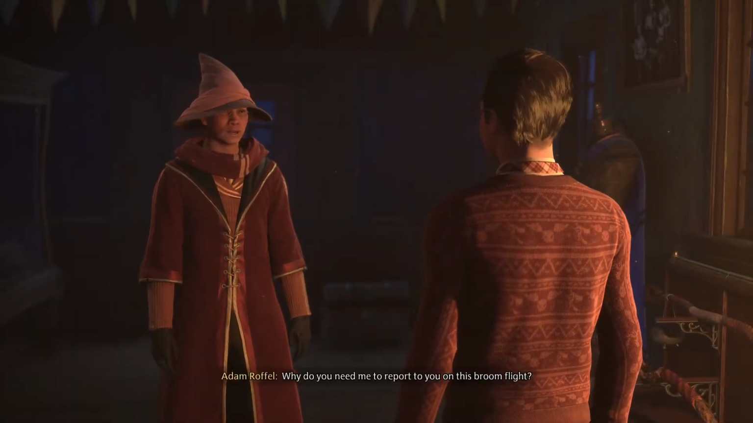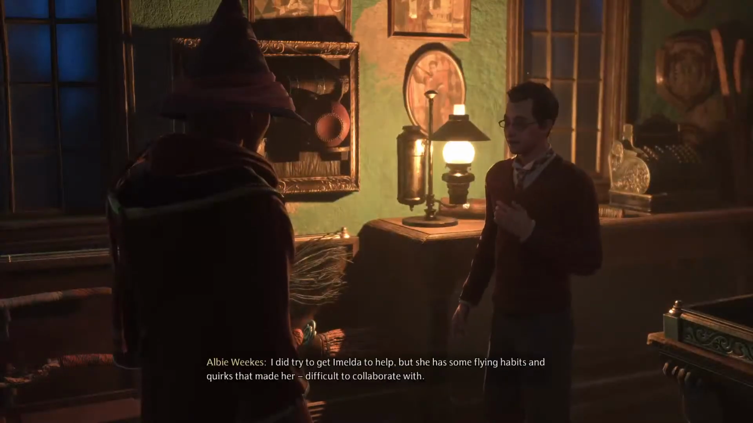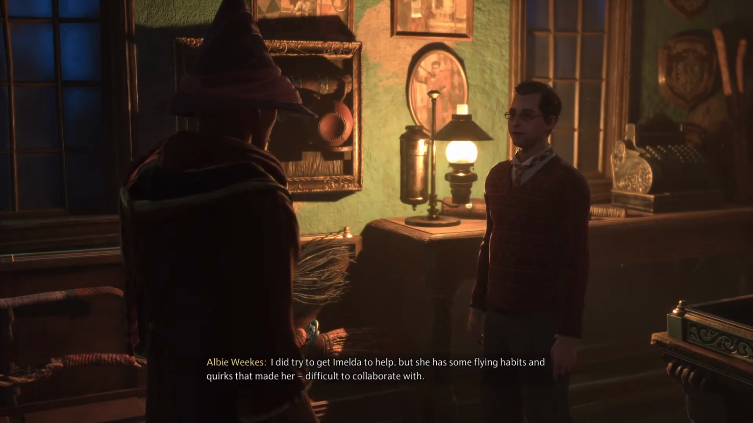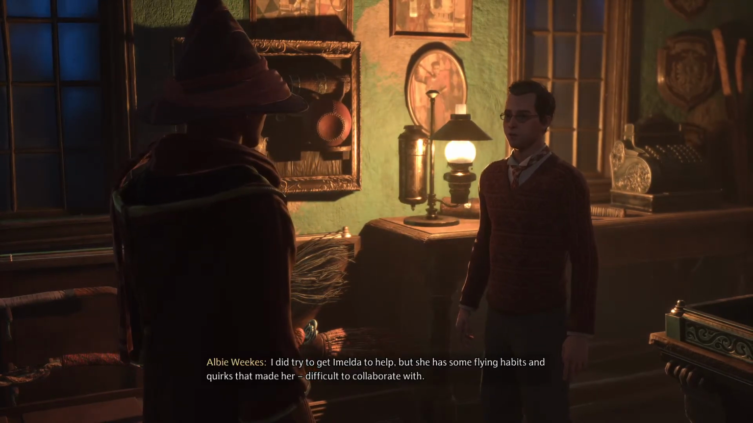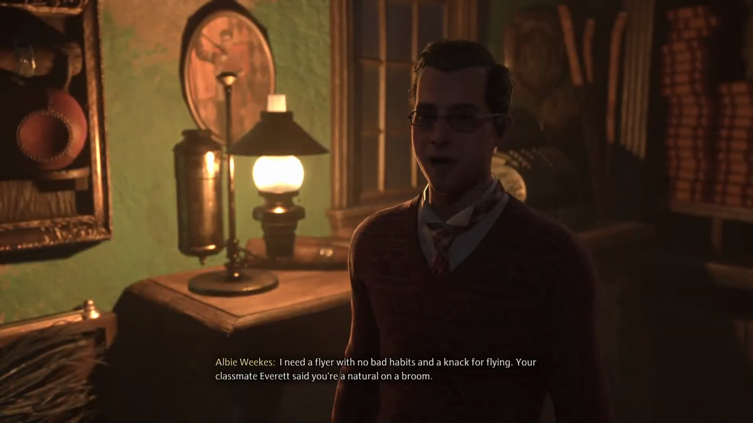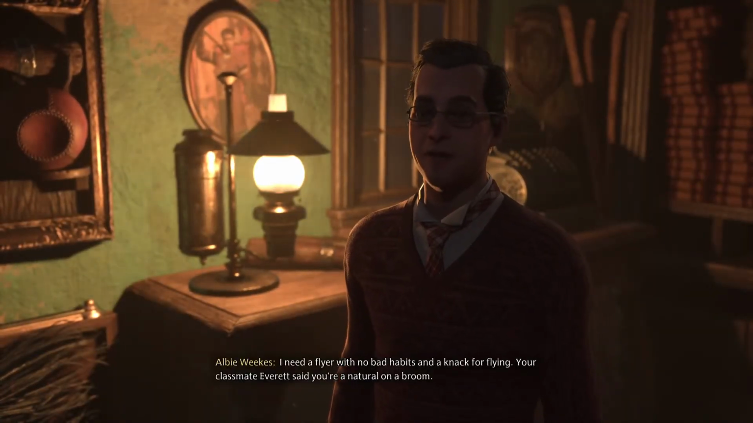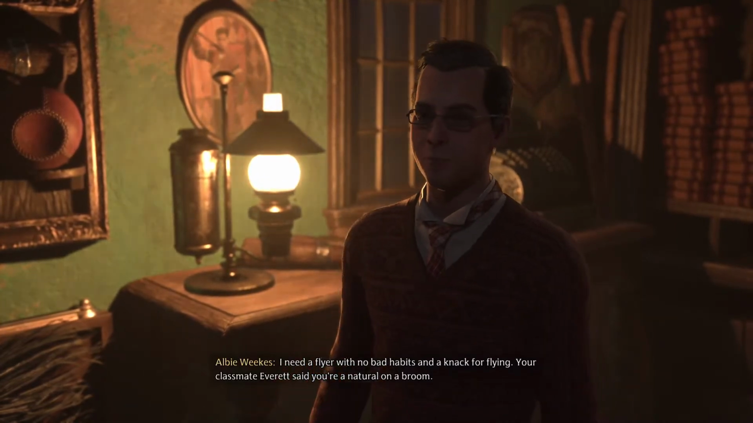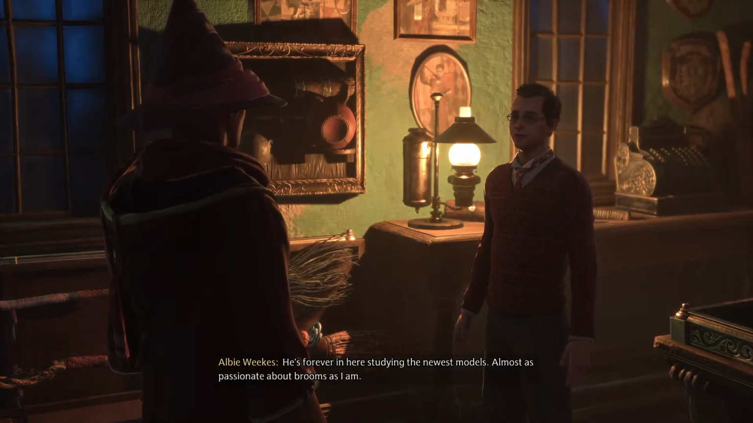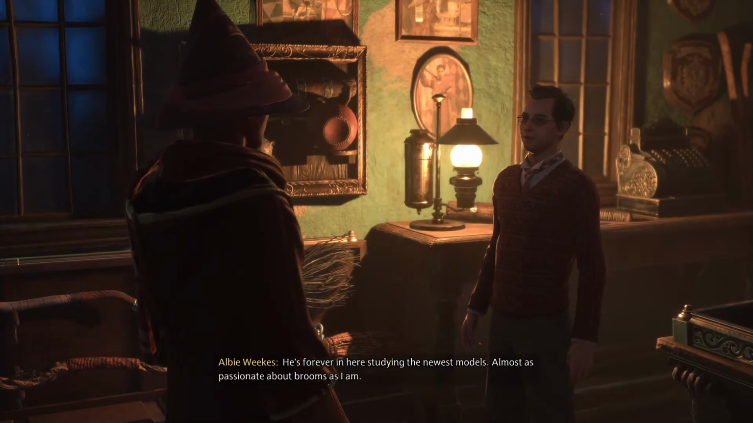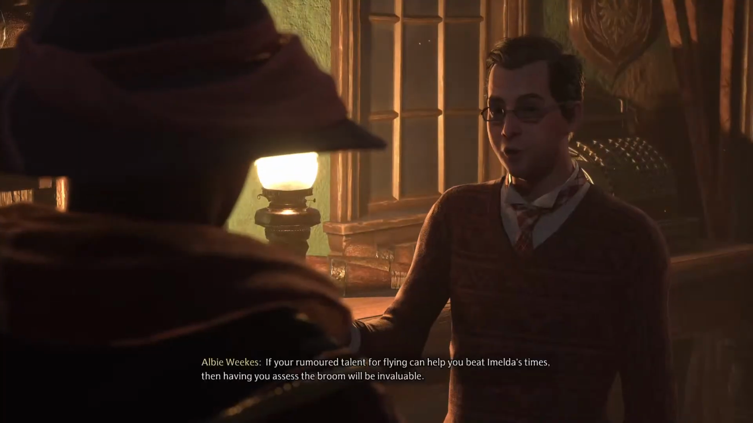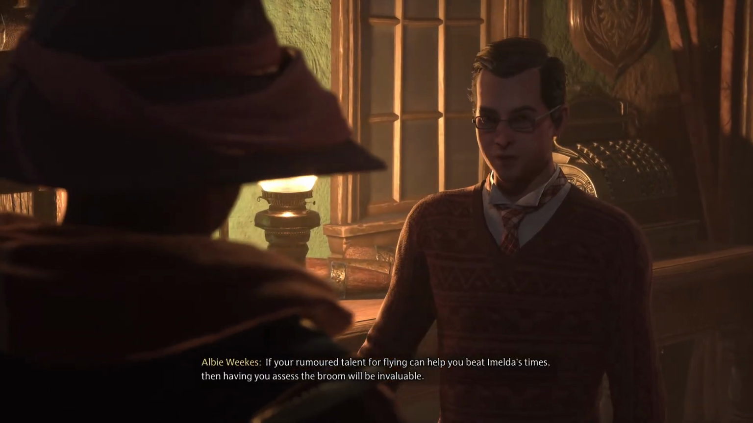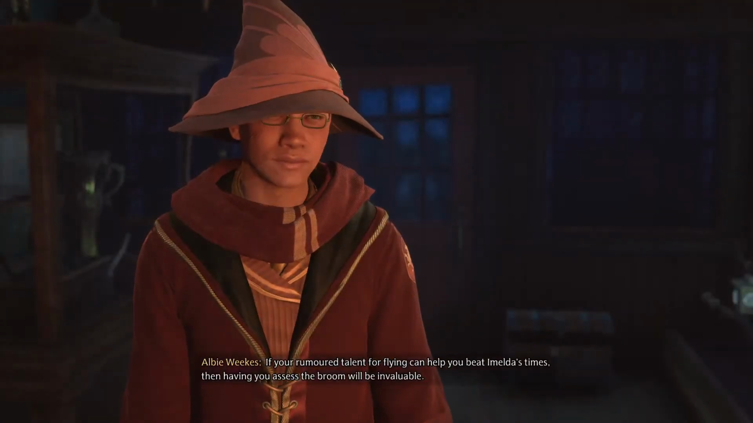Why do you need me to report to you on this broom flight? I did try to get Imelda to help, but she has some flying habits and quirks that made her difficult to collaborate with. I need a flyer with no bad habits and the knack for flying. Your classmate Everett said you're a natural on a broom. He's forever in here studying the newest models, almost as passionate about brooms as I am. If your rumoured talent for flying can help you beat Imelda's times, then having you assess the broom will be invaluable.